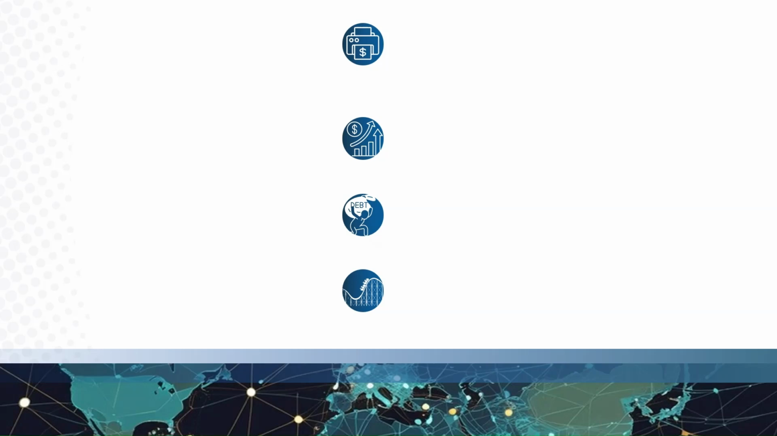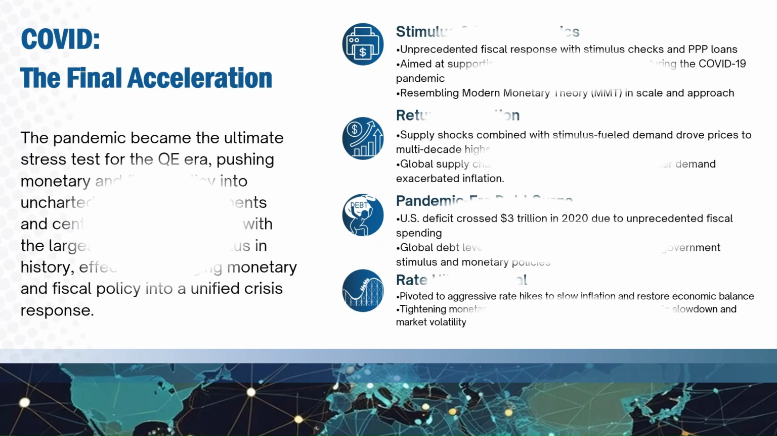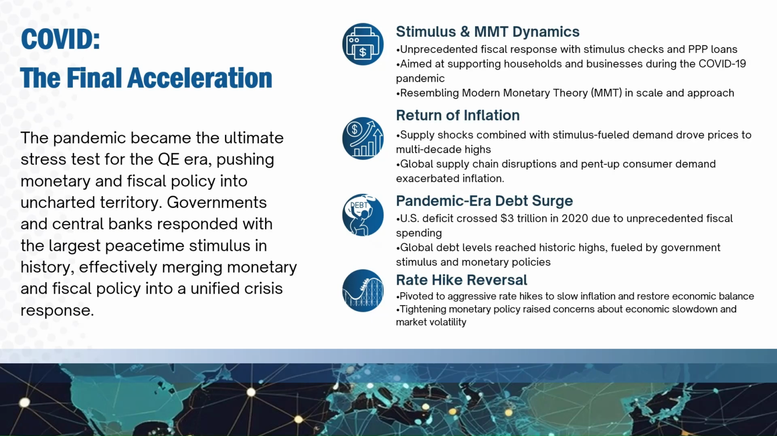Now, we were already on a bad path, but the COVID-19 pandemic took our policies from bad to extreme. In response to the pandemic, the US government launched the largest peacetime stimulus in history. Stimulus checks, PPP loans, and expanded benefits injected trillions into the economy with little regard for deficits or long-term consequences.